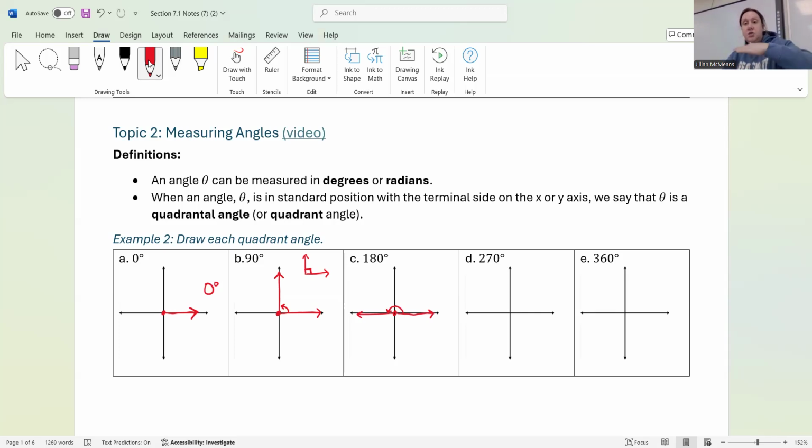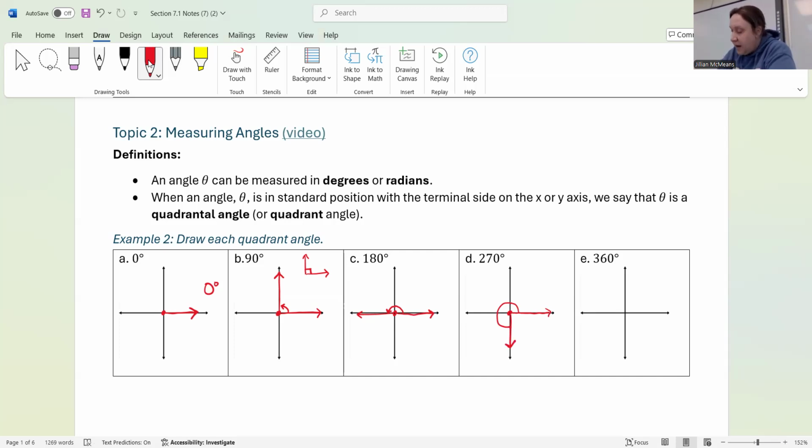So from the initial side to the terminal side, you just go all the way to the negative x-axis. All right, 270 degrees is 90 more than 180. So we have our initial side on the positive x-axis. We have the vertex at the origin. We're going to open in the counterclockwise direction. So we go 90 degrees, 180, 90 more puts me right here at the negative y-axis.